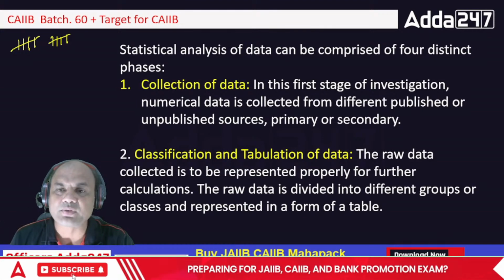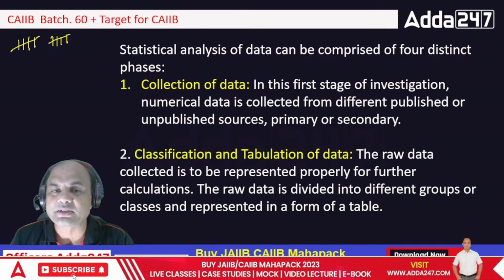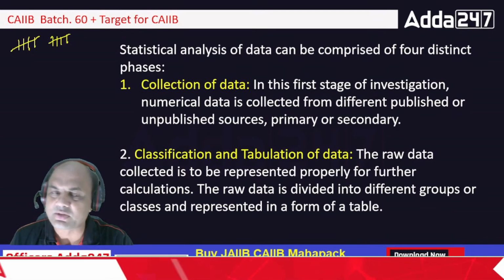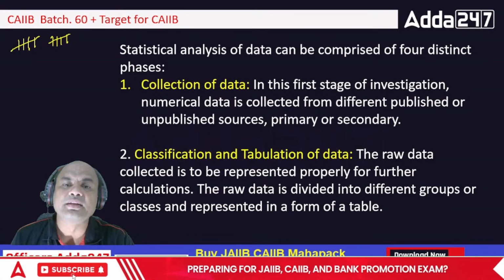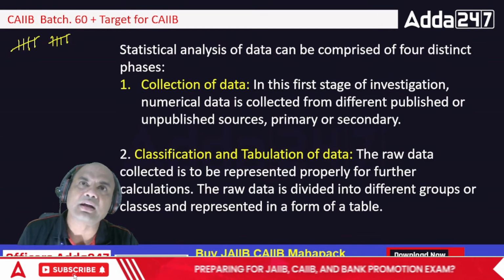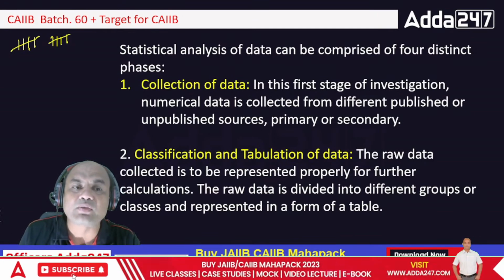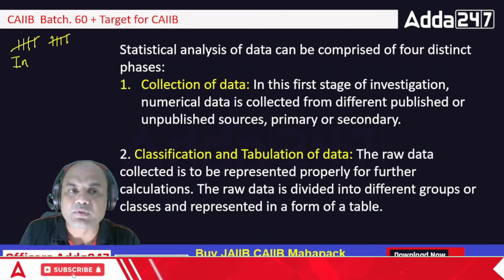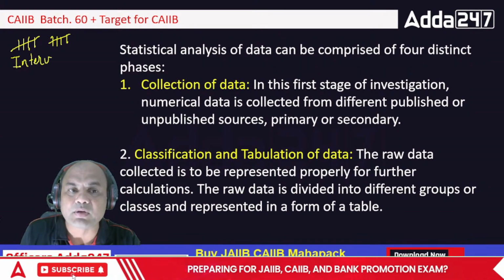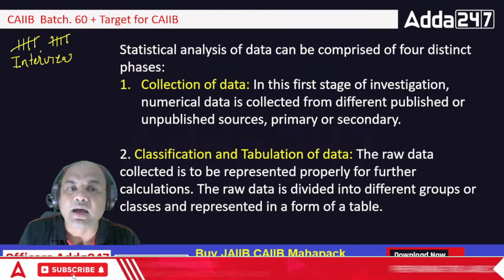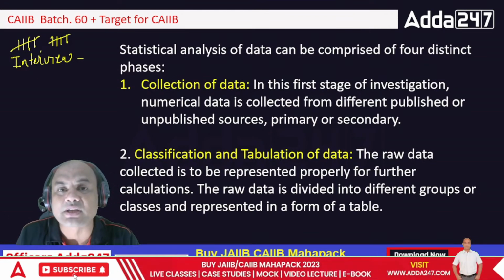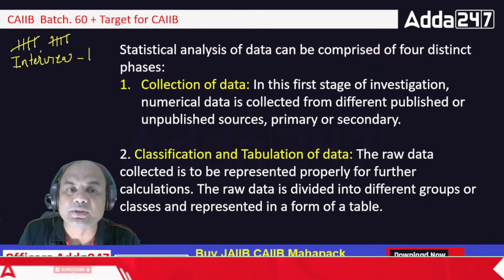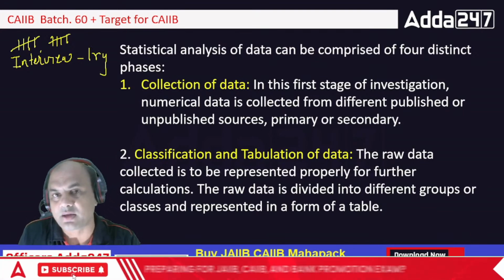In the first stage of investigation, numerical data is collected from different published or unpublished sources, primary or secondary. What do you mean by this? Data can be collected in the form of direct interview. I can take the interview of somebody. When I take the interview, it is called primary, because I am dealing with that person for the first time, face to face. So this is known as primary.